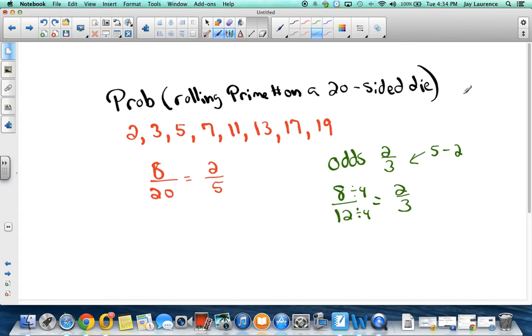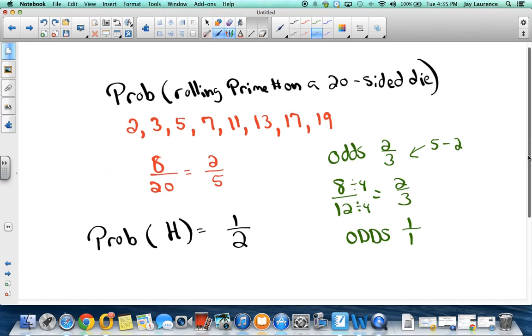Anyway, what would the probability of flipping a coin and getting a heads? Well, there's one way to get a head, and there's 2 possible outcomes. So it'd be 1/2. What would the odds be? Well, the odds would be 1 to 1, right?